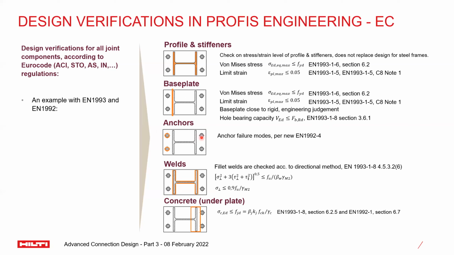And for anchors, as you know, we use the anchor failure modes as per the new Eurocode 2-4, or the naming might be different within South Africa, but again, it's the same code. For welds, again, we use Eurocode 3. And for concrete, what we use is Eurocode 3 and a mix with Eurocode 2 part 1, which gives us the loads.